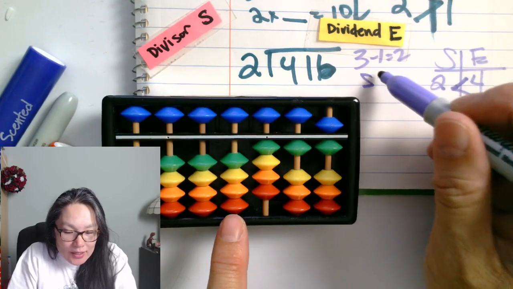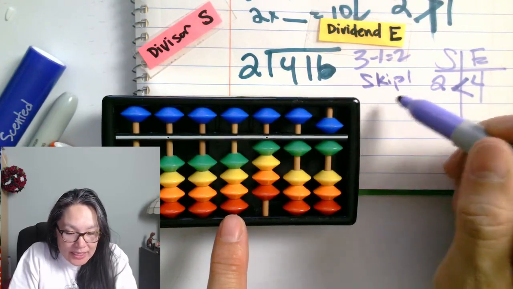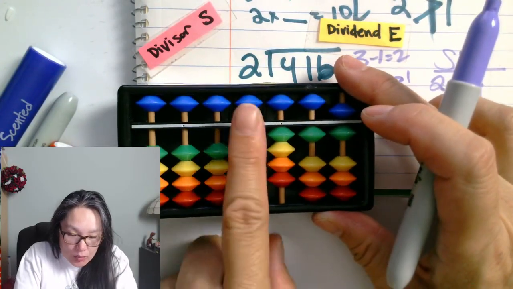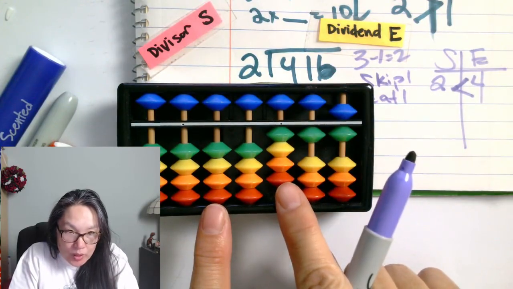We're going to skip one column. Yes. And we're going to eat one column. We got to skip one column. This is the column we're going to skip. So we're going to be here. We're going to only subtract this one column.